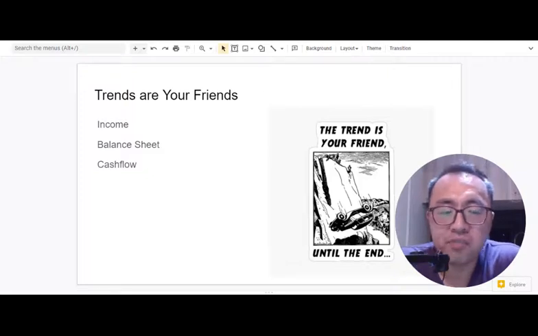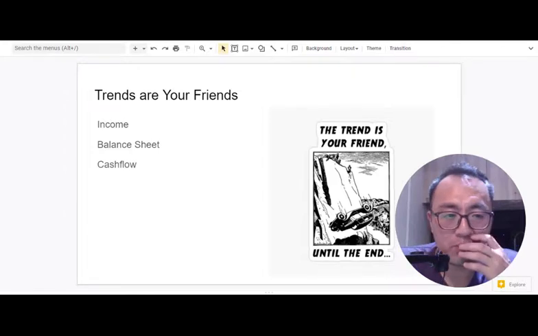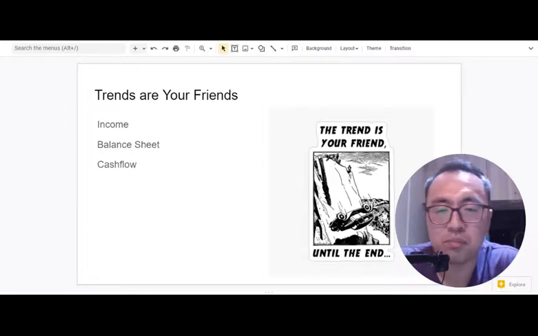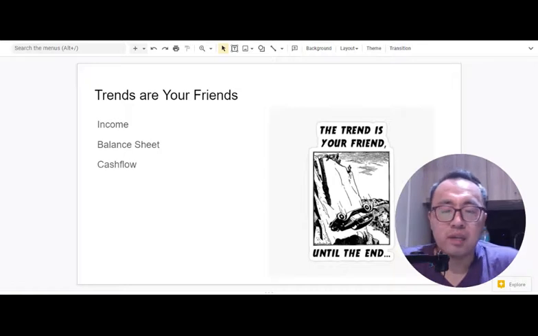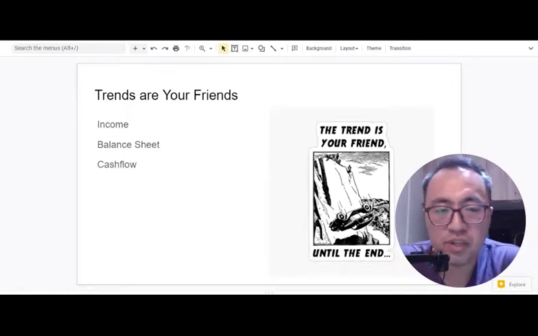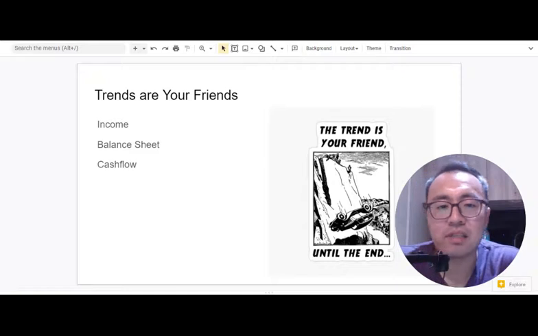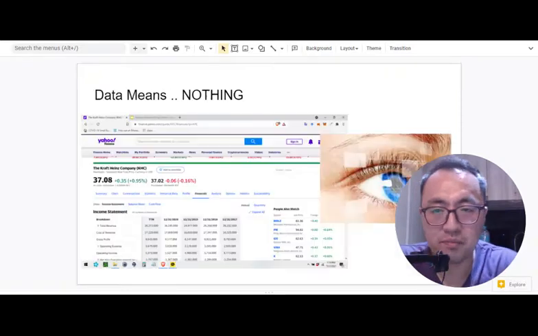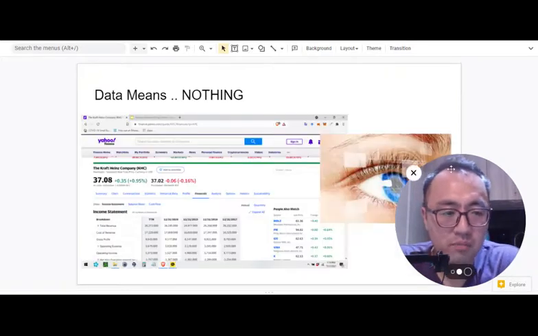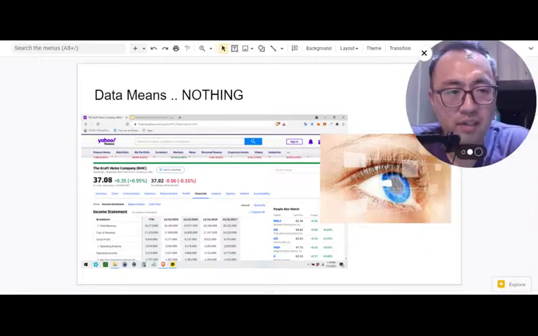Before I start, there were a couple of questions that people asked me, like why are you doing all this charting and stuff? What is the point of doing this stuff? Well, it's a couple of things, right? Trends are your friends till the end, right? And we do this on the Trinity, right? Income, balance sheet, cash flow. So let me give you a little sort of a brain thing.